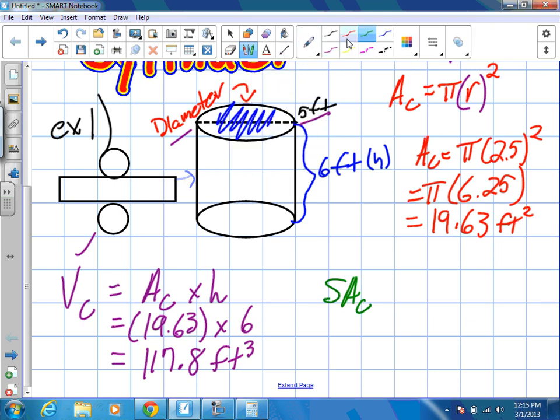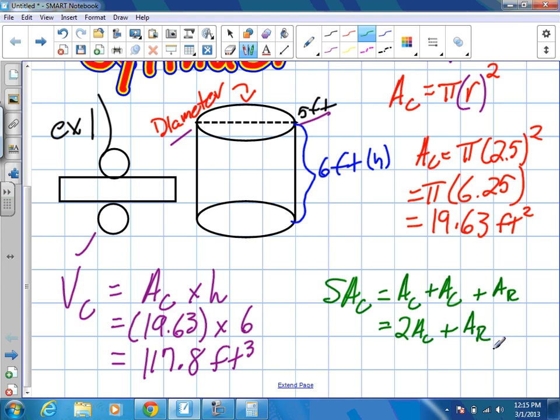The surface area of the entire cylinder is the area of the top circle, so area of a circle, plus the area of another circle. They're identical. So if they're identical, what can I just do to find out the area of both of them quickly? Multiply by 2, exactly. And I'm going to put the area of a rectangle. I can simplify this. I can say 2 times the area of the circle plus the area of the rectangle. Okay? Since we already found the area of the circle, this is really simple. We can solve the very first part of this quickly.